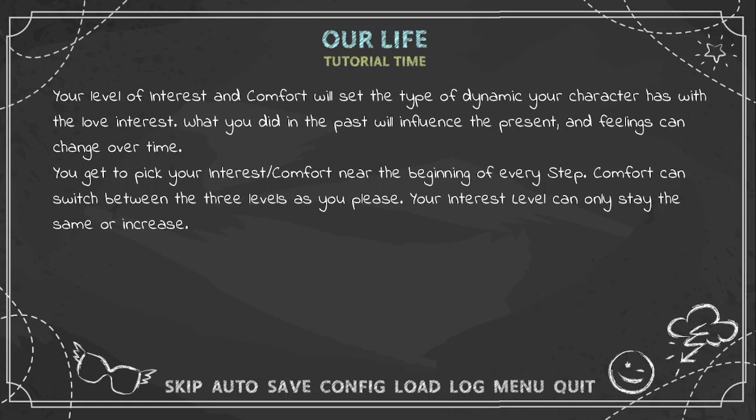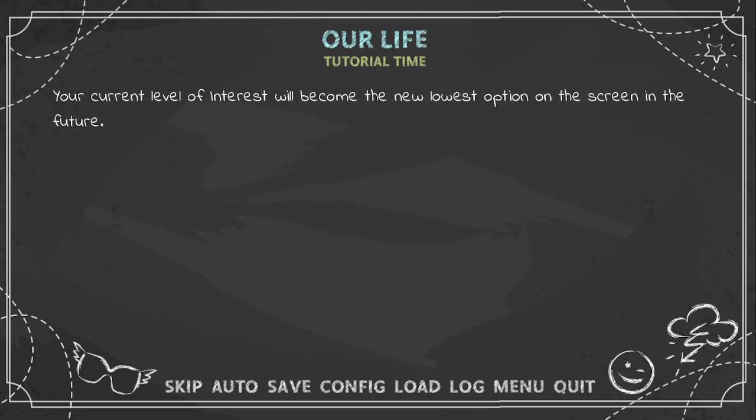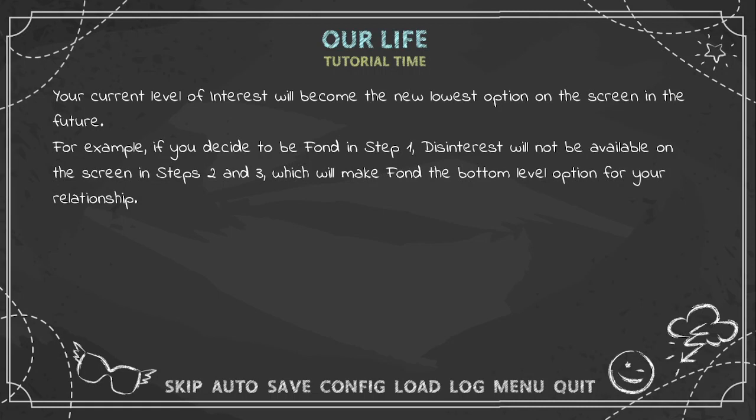Your interest level can only stay the same or increase. The current level of interest will become the new lowest option on the screen in the future. For example, if you decide to be fond in step 1, disinterested will not be available on the screen in steps 2 and 3, which will make fond the bottom level option for your relationship.